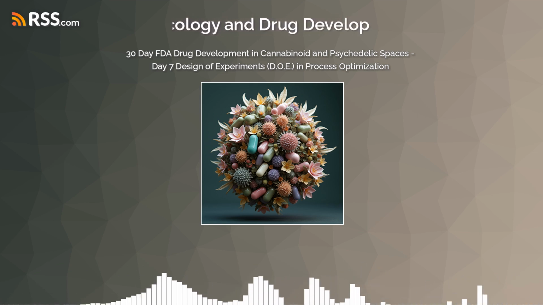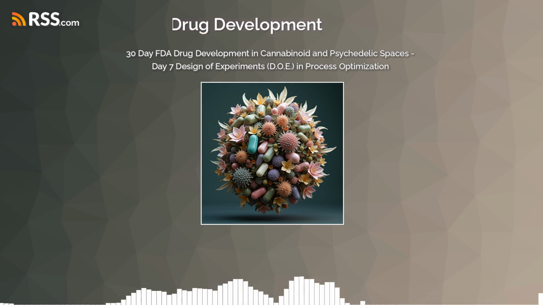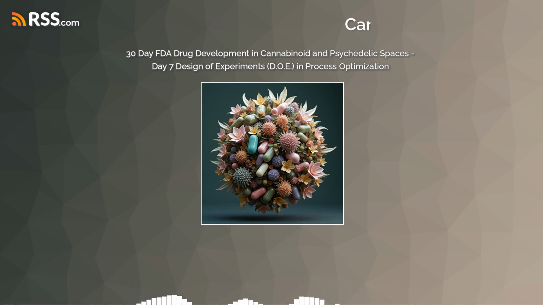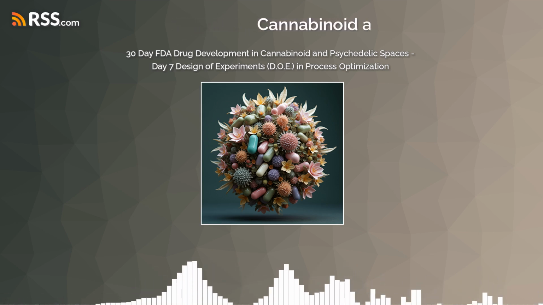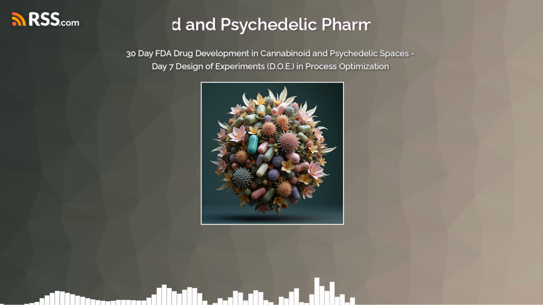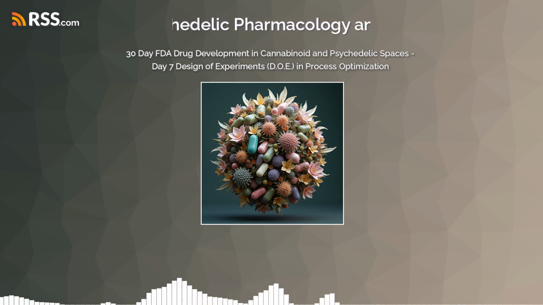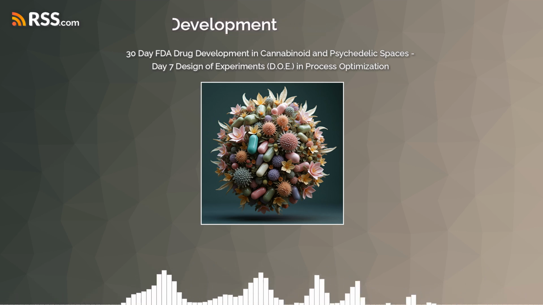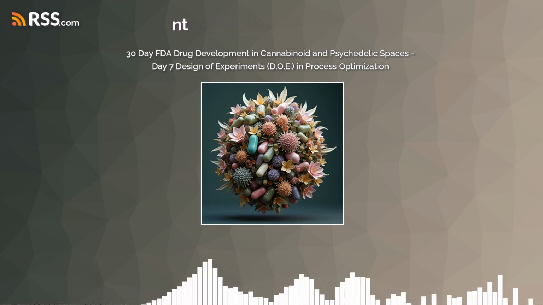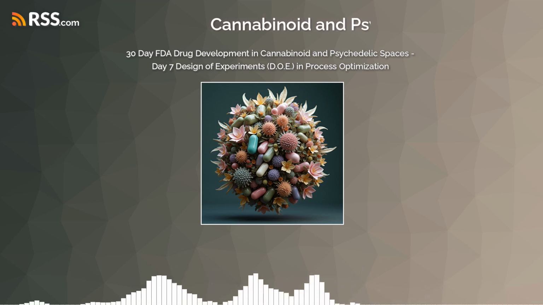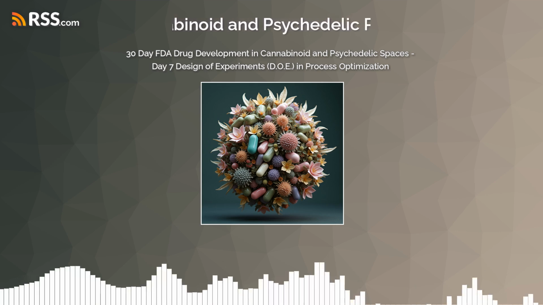And by identifying those risks early on, we can take steps to mitigate them. This might involve adjusting the process parameters, implementing additional purification steps, or even redesigning the manufacturing equipment. So it's about being proactive, not reactive. Precisely. DOE, when combined with risk assessment, allows us to build safety into the process from the ground up. And this is particularly important when we're dealing with compounds like synthetic cannabinoids or psychedelics, where the potential risks and side effects are often not fully understood. Right. That makes a lot of sense.